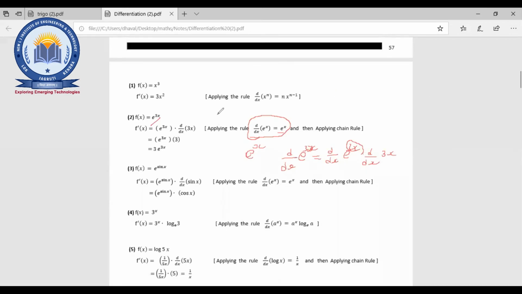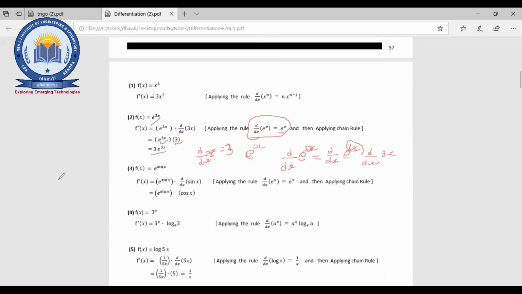So e raised to 3x as it is. Now the differentiation of 3x, that we know, right? d by dx of x equals 1. But here it's 3x, and 3 is a constant, so we can take it out. So the answer will be e raised to 3x into 3. Our answer is 3 into e raised to 3x.